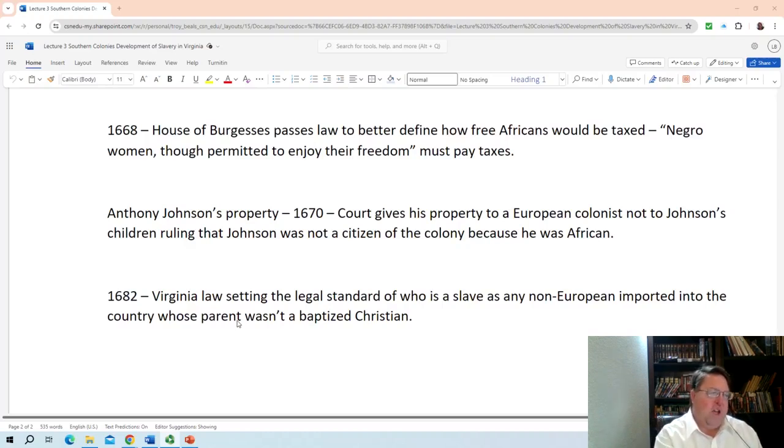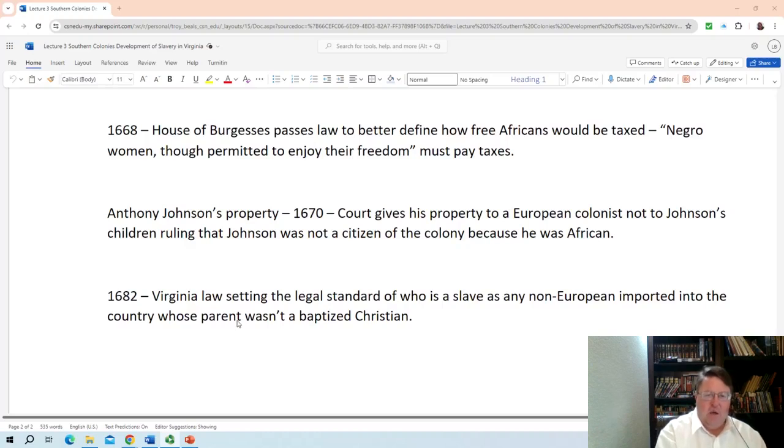The court gives his property to another European colonist, not to Johnson's children, as the will stated, ruling that Johnson was not a citizen of the colony because he was African, therefore he doesn't have a right to have his estate go through probate and be given to his children. It is actually given to a European neighbor, not necessarily the one that sued him two decades earlier. And so what you see there is the change.